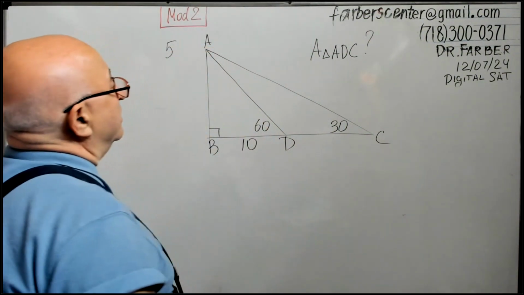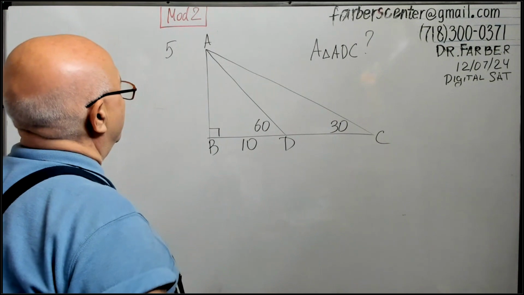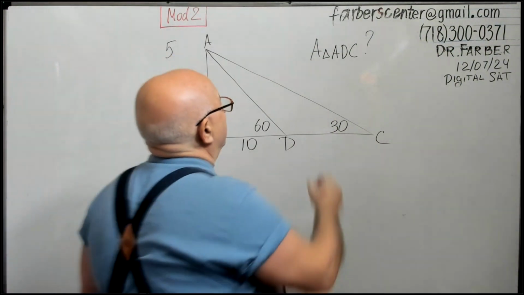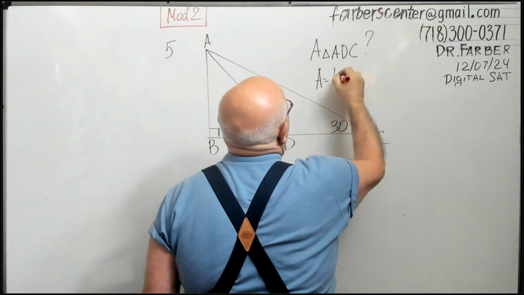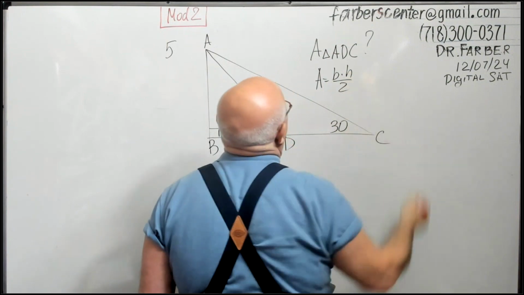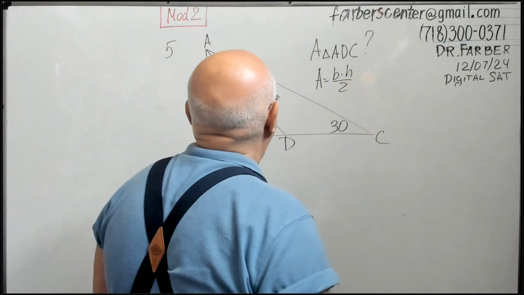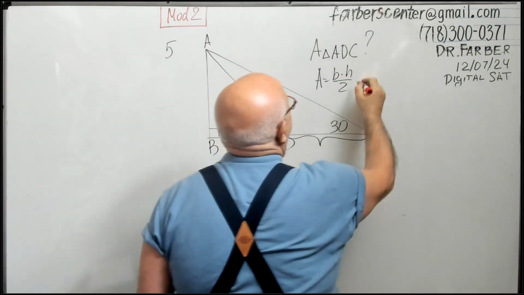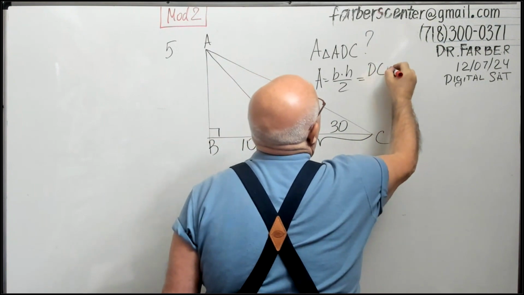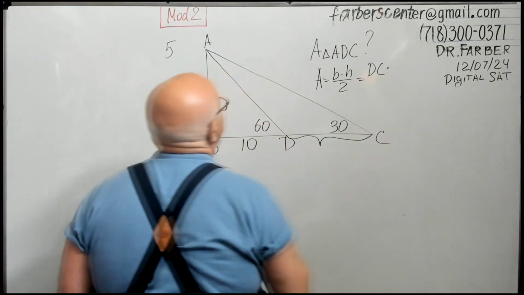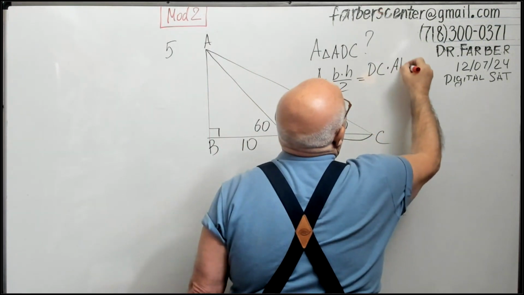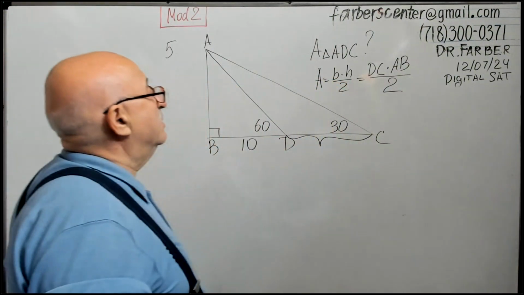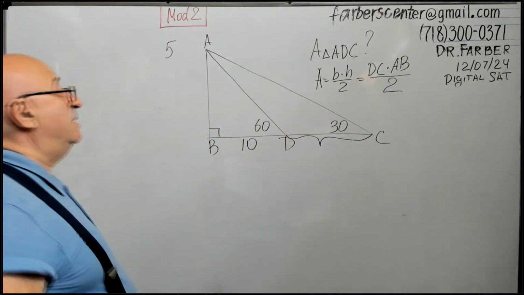Well, what is my goal, first of all? If I knew these dimensions, I would use formula area of triangle base times height divided by 2. We have many formulas for triangle. And base would be what? DC, obtuse triangle. Height would be AB, and divided by 2. So my goal, if I use this approach, to find DC and AB.